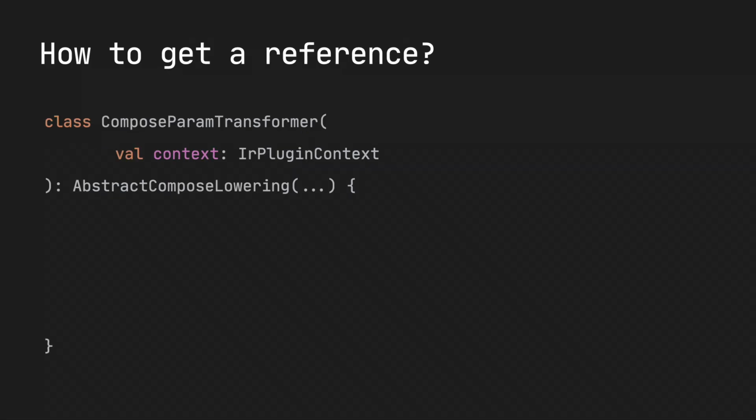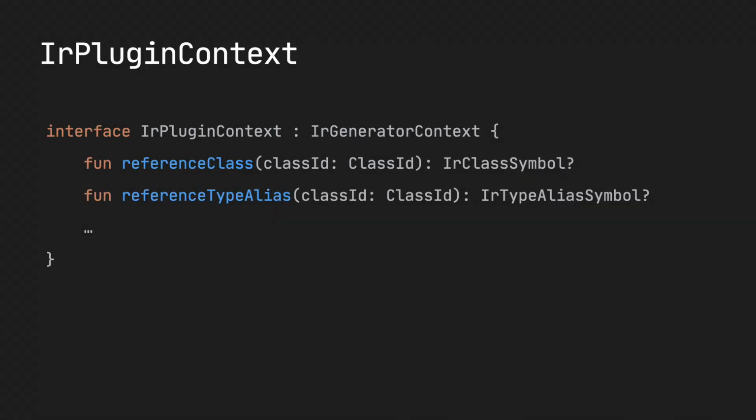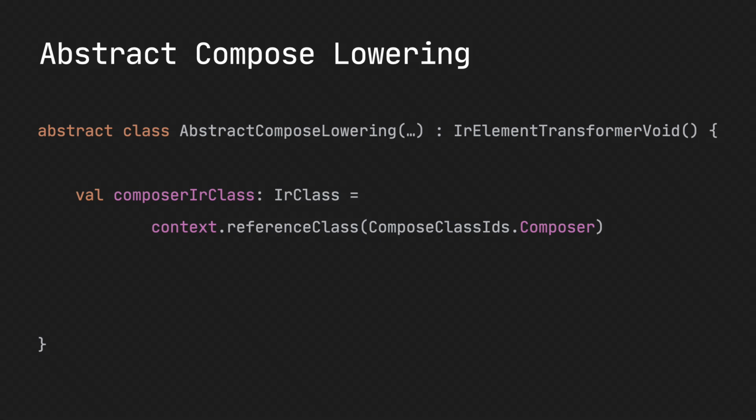The next thing that we need to do is actually go and create a reference for it. All the Compose transformers are injected with or provided with a context. The IR plugin context is used to get the actual reference. What the context is, it's an interface. It has methods to reference classes, type aliases, etc. And that's what we're using here. I'm using that context to reference the class, just like this. And it gives me a composer IR type, just like that.